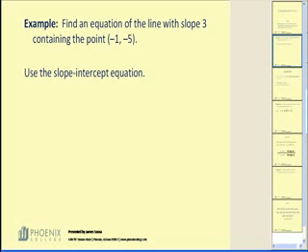Use the slope-intercept equation. Well, remember the slope-intercept equation is y is equal to mx plus b. So essentially we need to find two pieces of information about the line in order to complete the equation of the line. We need to find the slope m, and we need to find the y-intercept b. And in this problem they've already given us the slope. Let's go ahead and put that into our linear equation.